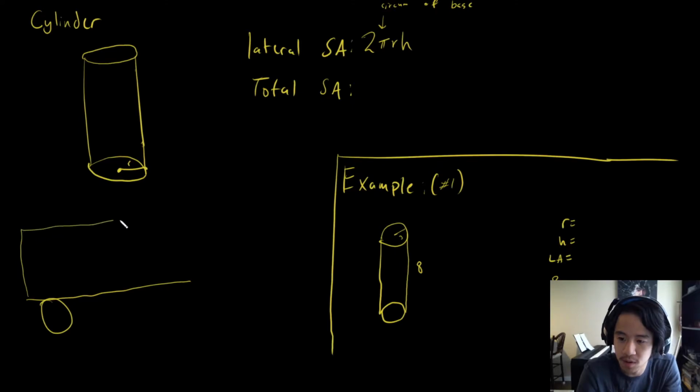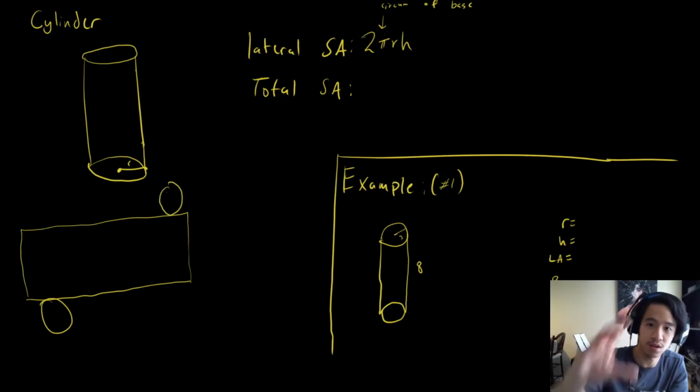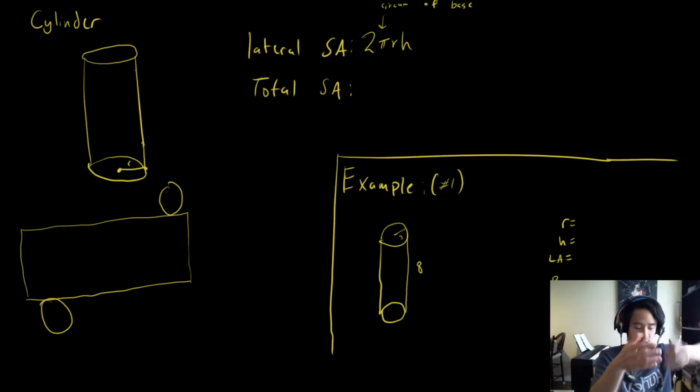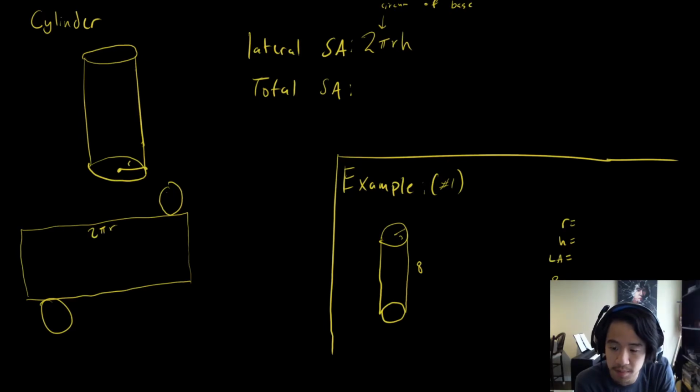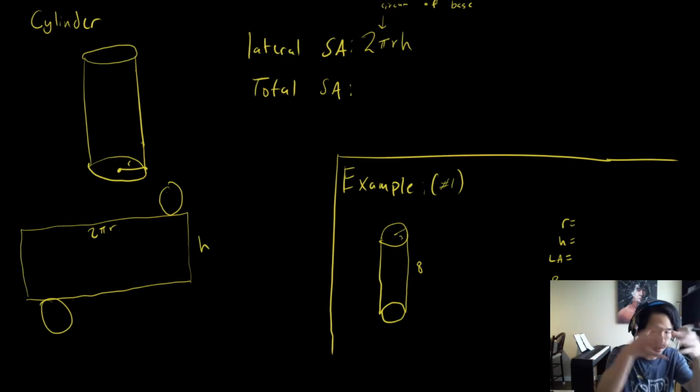Think about if you take a paper towel roll, the little cardboard thing, and you just cut it and then roll it out. This is what it'll look like. So this side length is going to be 2 pi r, and then this is the height of the cylinder. So that's how we get our lateral surface area. Lateral meaning just the sides.